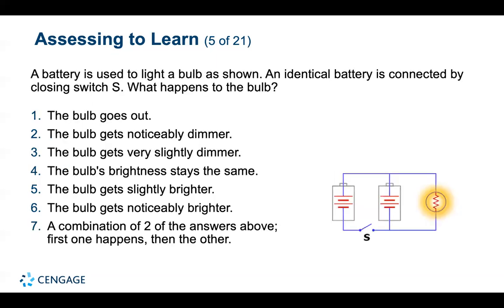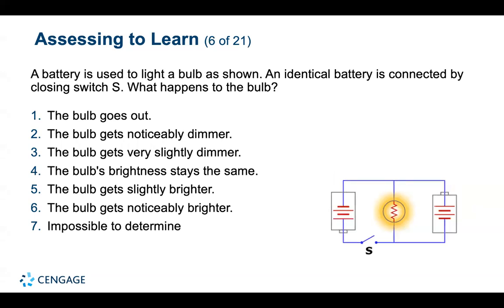A battery is used to light a light bulb as shown. An identical battery is connected by closing switch S. What happens to the bulb? And the answer is the bulb brightness stays the same. A battery is used to light a bulb as shown. An identical battery is connected by closing switch S. What happens to the bulb? And the answer is the bulb goes out.